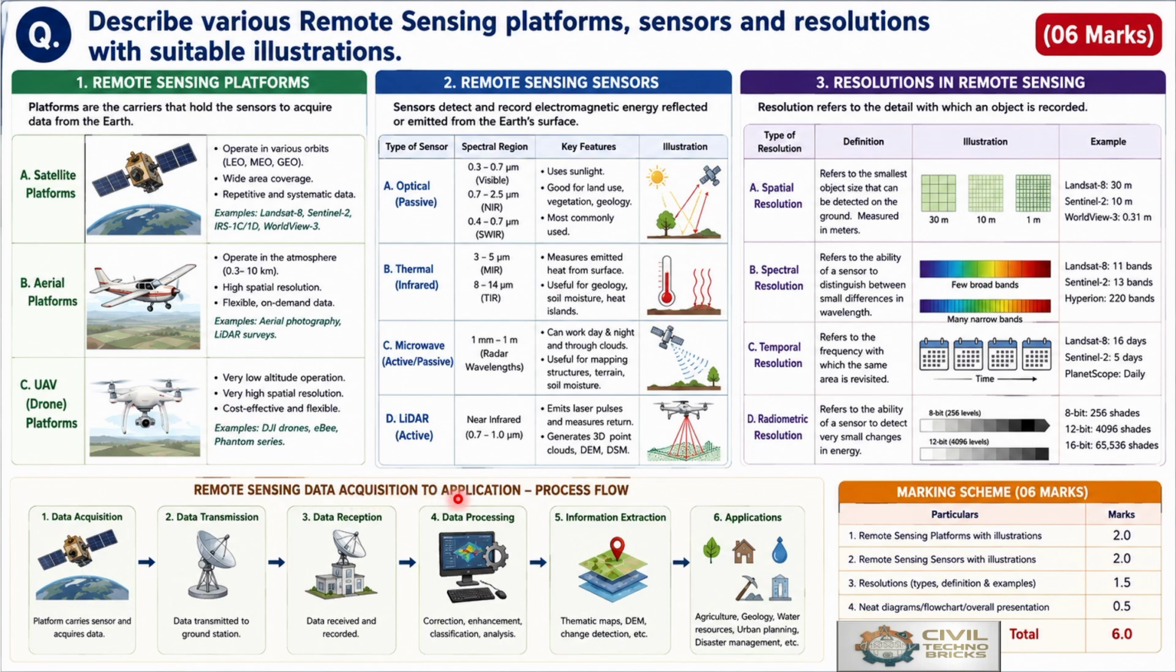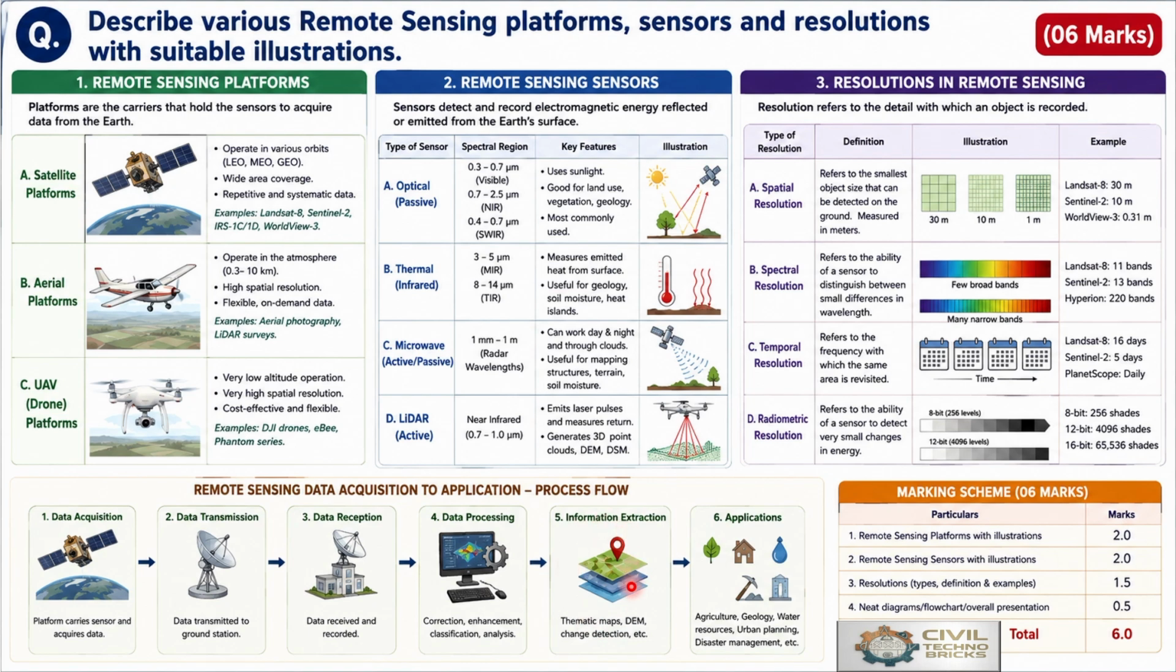The remote sensing data acquisition procedure is most important from the application point of view, where the process flow starts from data acquisition from the platform, sensors and resolutions, where platforms carry sensors and acquire data. Then data transmission, that is data transmitted to the ground station. After that we have to collect the data, that is data reception at the base station, data received and data recorded. Then the most important point, data processing, where correction, enhancement, classification and analysis work together or simultaneously or in a step by step procedure with reference to our objective.